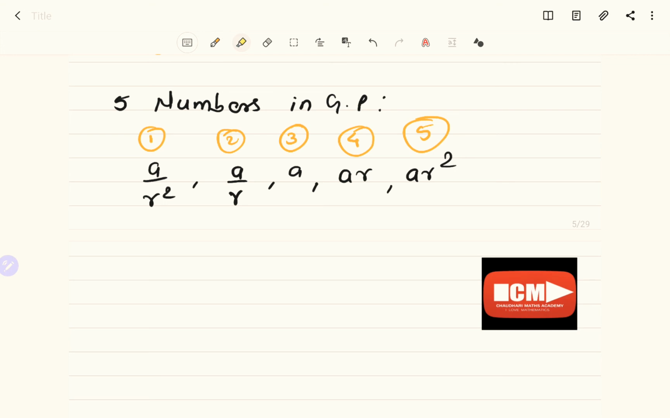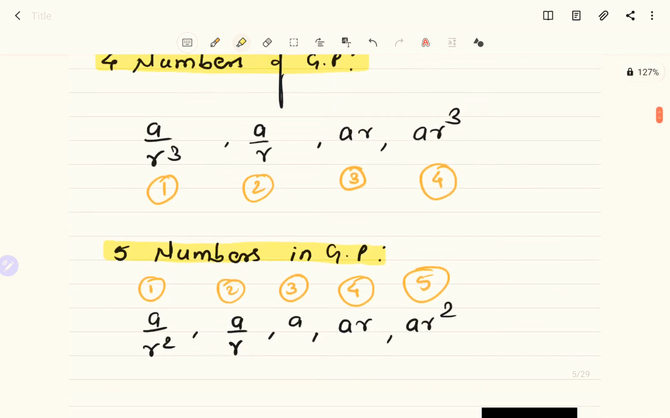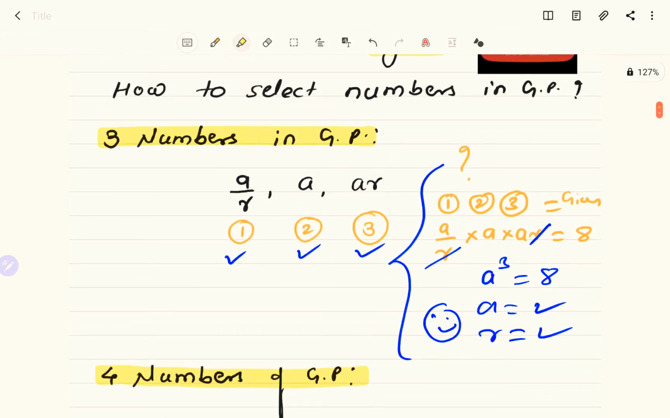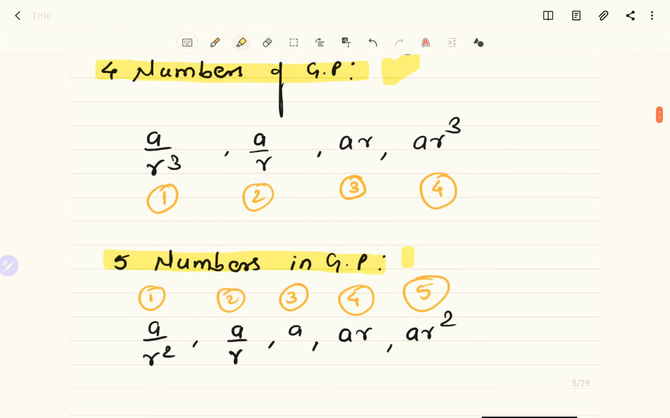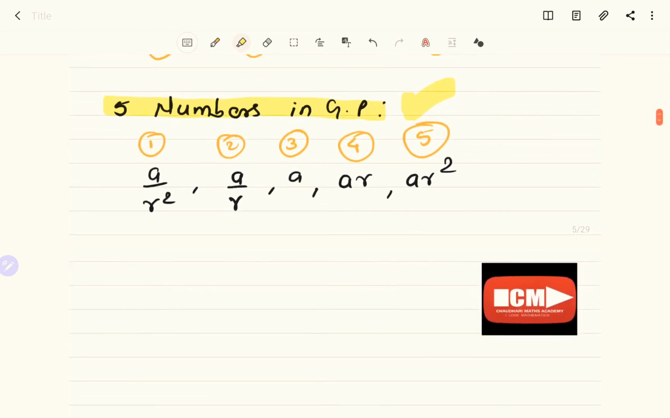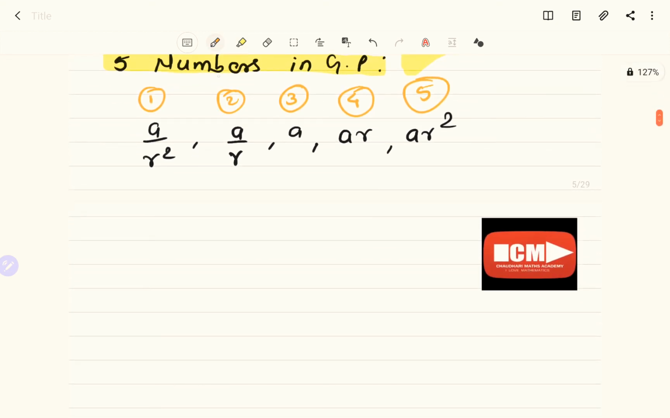And definitely this hint will help you in solving these questions on 3 numbers in GP, 4 numbers in GP, and 5 numbers in GP provided the product of these numbers is given. Then the next question arises, what if the product of the numbers is not given?